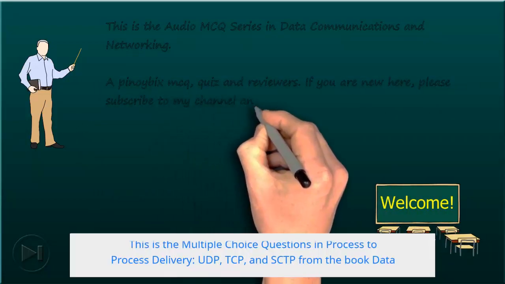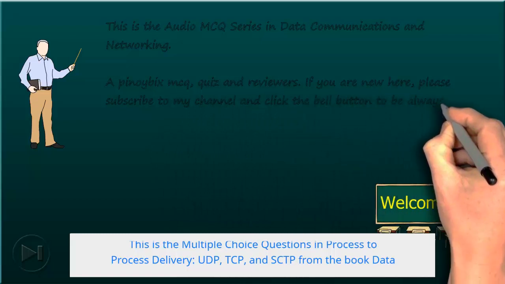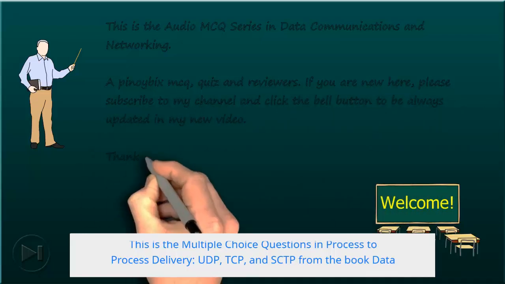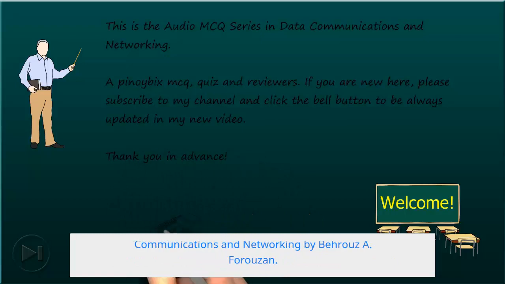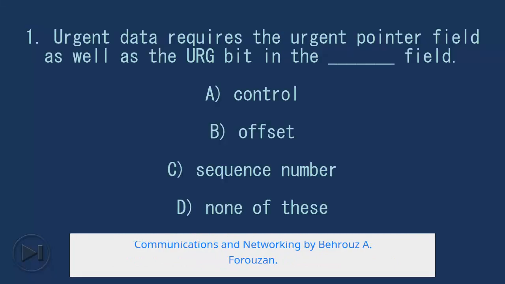This is the multiple choice questions in process-to-process delivery, UDP, TCP, and SCTP from the book Data Communications and Networking by Behrouz A. Forouzan.